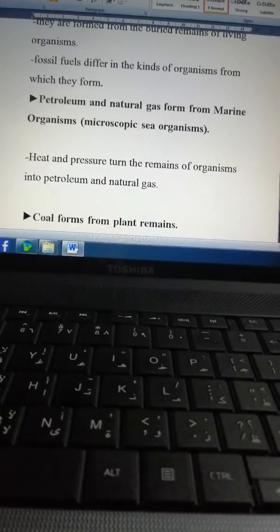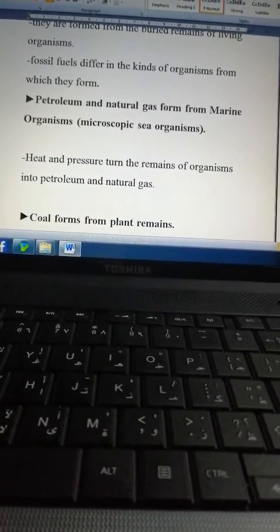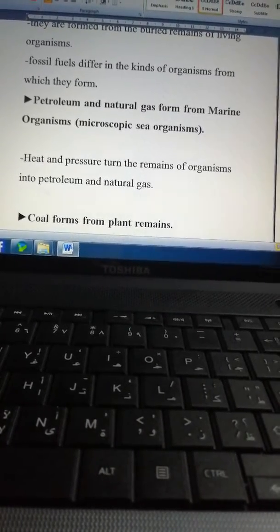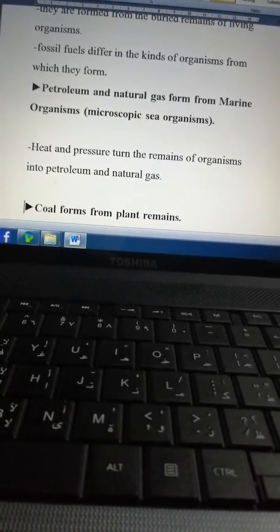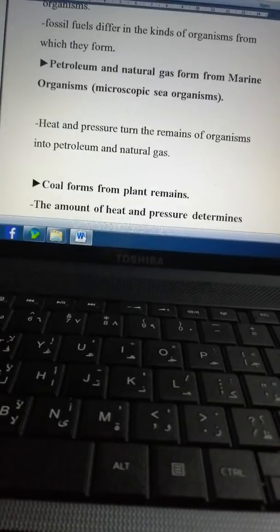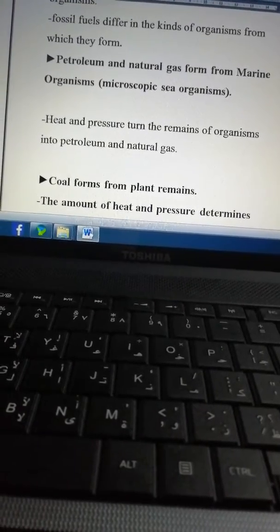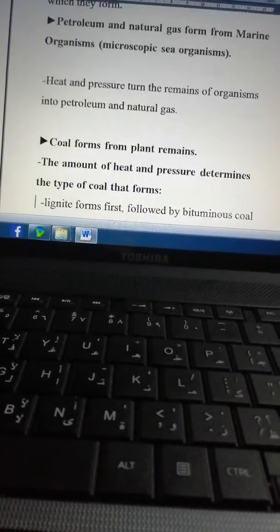Let's start with petroleum and natural gas, which form from microscopic sea organisms, the organisms which are found in the sea. Heat and pressure turn the remains of organisms into petroleum and natural gas.